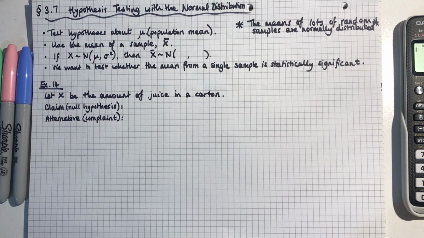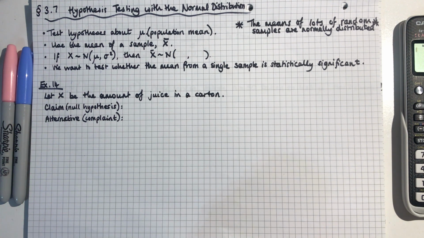Okay, so the last section of this chapter, section 3.7, asks us to combine what we've learnt about hypothesis testing from previous chapters and from last year with the normal distribution. Now, the specific way that you use a hypothesis test with the normal distribution is that if you have a population or a set of data that is normally distributed and you want to take a sample from this data.